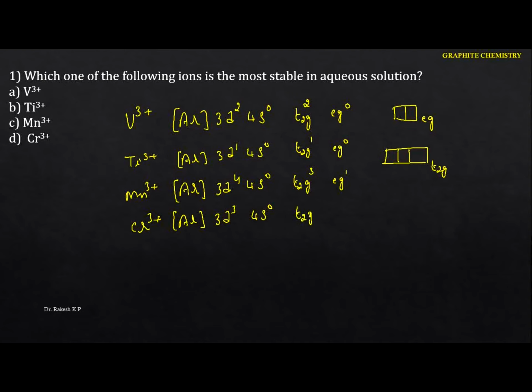Here we have a completely half-filled t2g, which means we don't have electrons in the eg. So whichever metal ion has a completely half-filled t2g becomes the most stable. Hence in this case the option is D. Okay, next one.